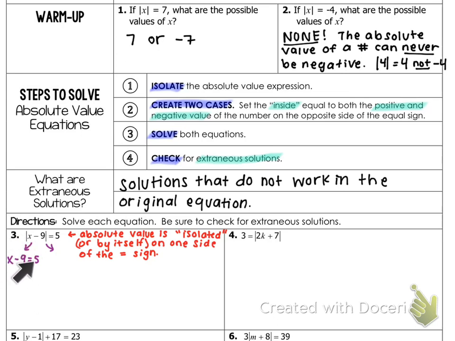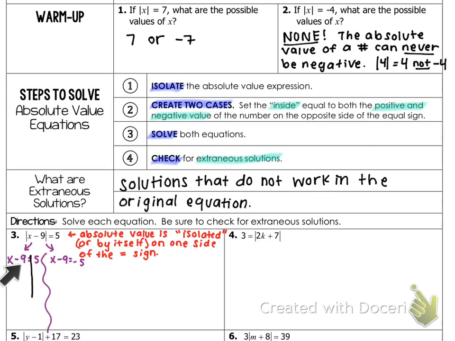So x minus 9 equals 5. Just like this. Just take away the absolute value. The other one is going to be x minus 9 equals negative 5. You're going to change the sign. You're going to leave the absolute value the same on both sides, but one's going to be a positive 5 and one's going to be a negative 5. And then you're going to solve for each.